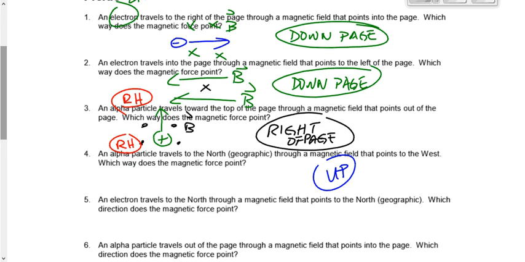Okay, I'm going to leave you now with 5, 6, 7, and 8. Give you a few minutes to work on those, and then we'll take a look at a couple more of those questions before we move on.